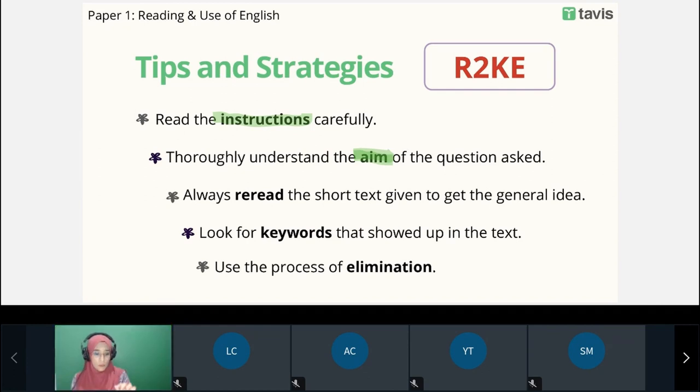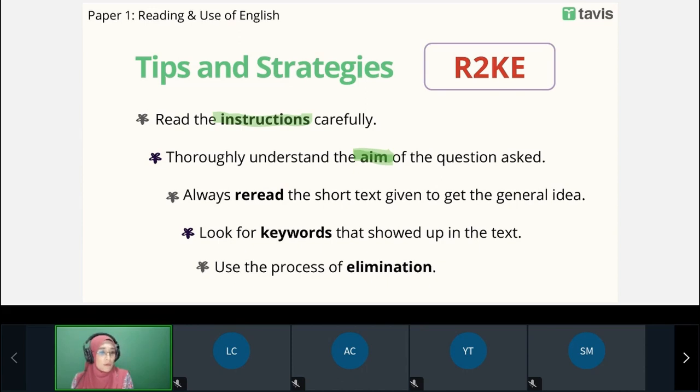You have to know what it wants you to answer. You have to ask yourself that too: what does it want me to answer? So think about it thoroughly, think about it in depth. What does it want me to do? And then always reread the short text given to get the general idea.